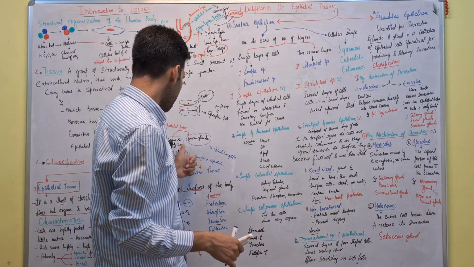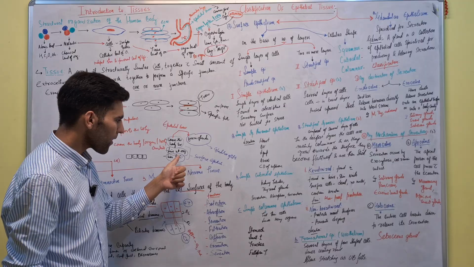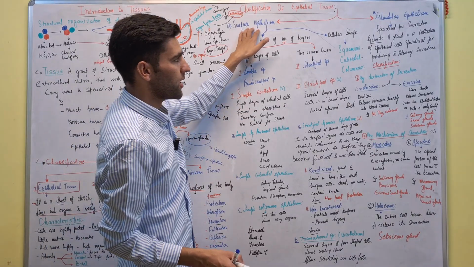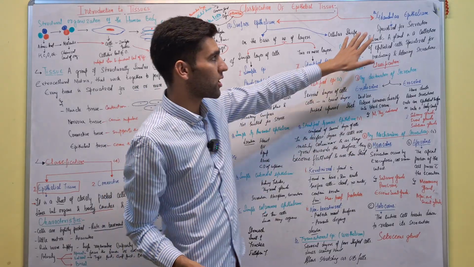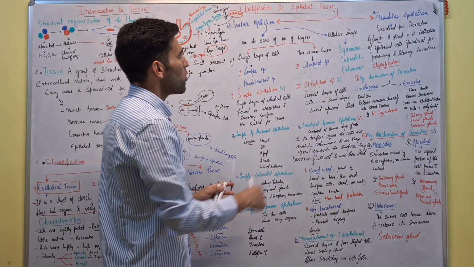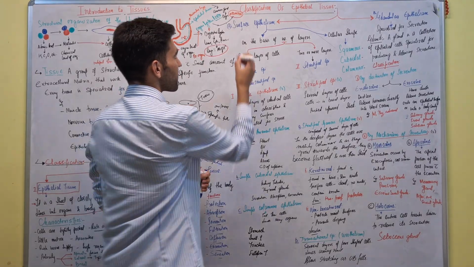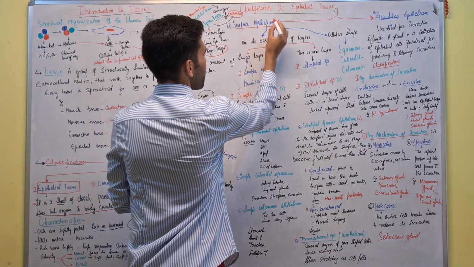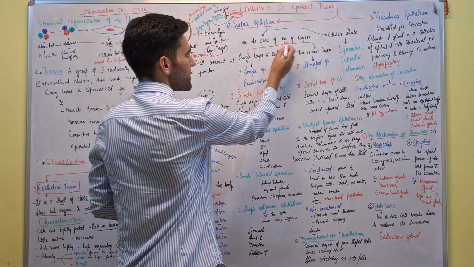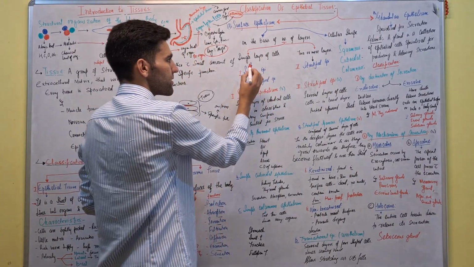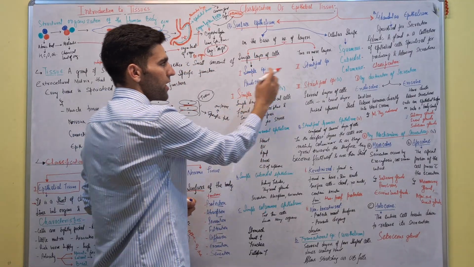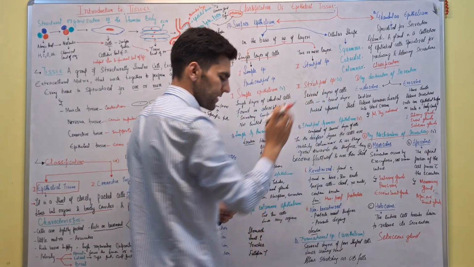If it covers the body cavities, if it lines the body organs, or it covers the body surfaces, we call it surface epithelium. Or if it forms the glands, we call it glandular epithelium. That is, it is specialized for secretion. Now coming to the first one, that is surface epithelium. Surface epithelium is further divided on the basis of number of layers. If it is formed of a single layer, we call it simple epithelium. If it has two or more layers, we call it stratified epithelium.